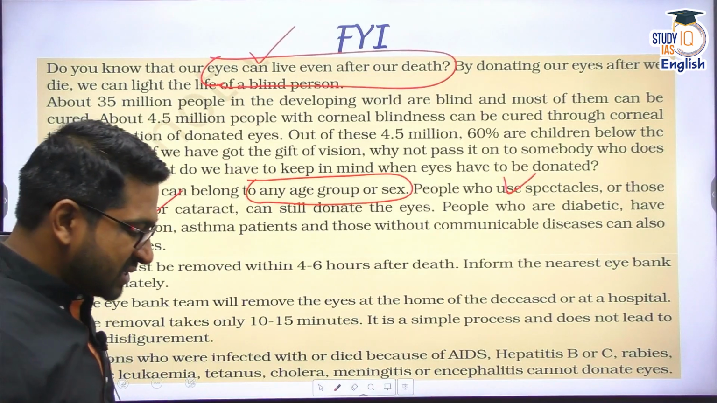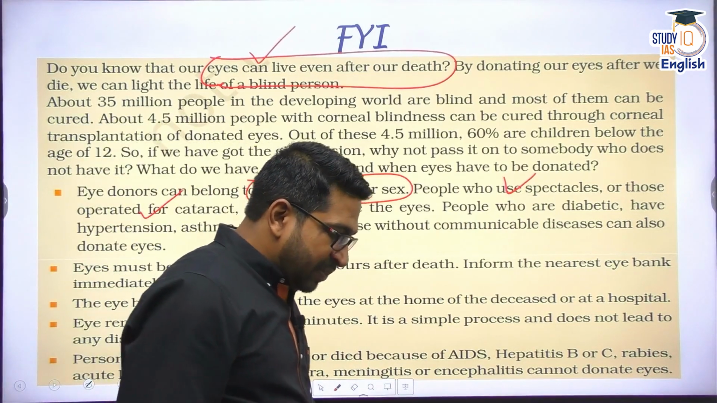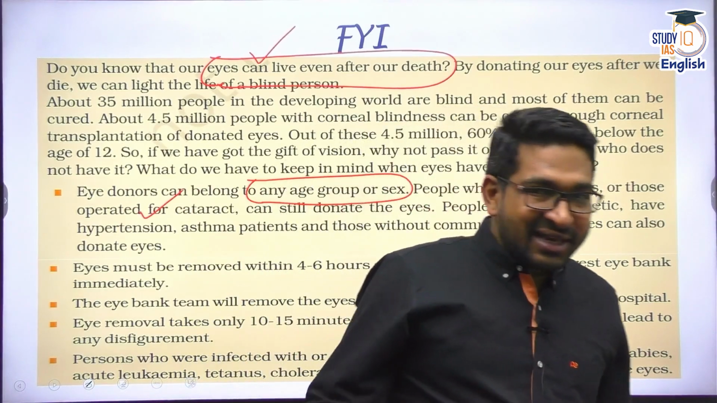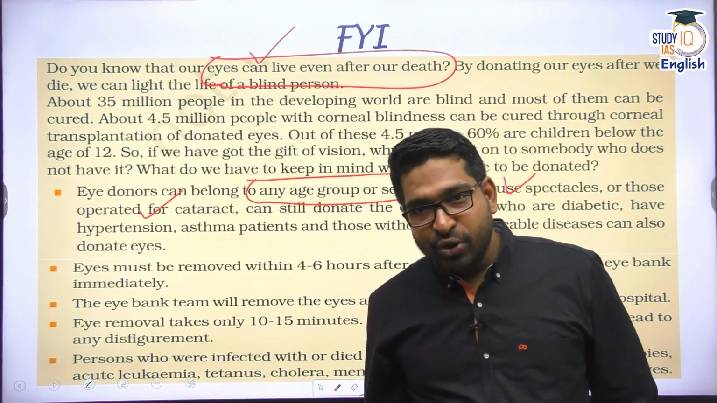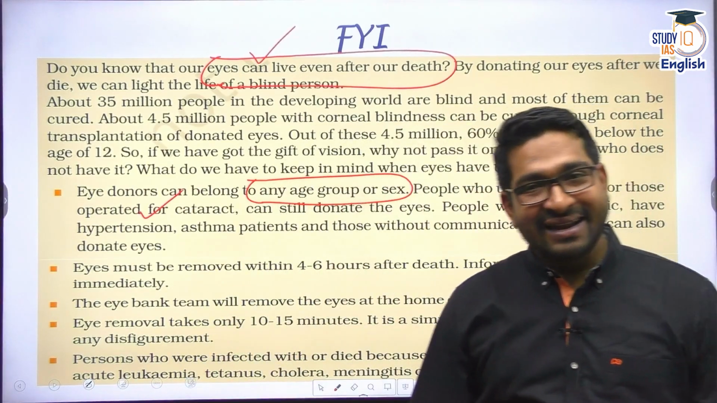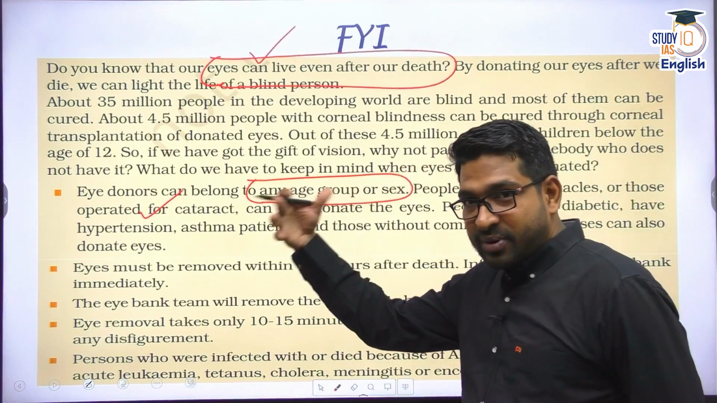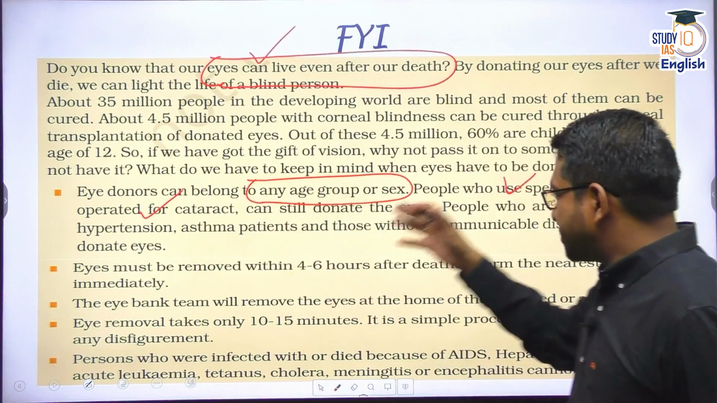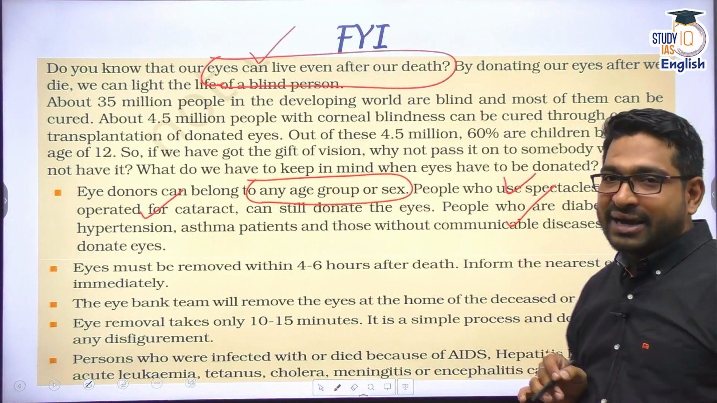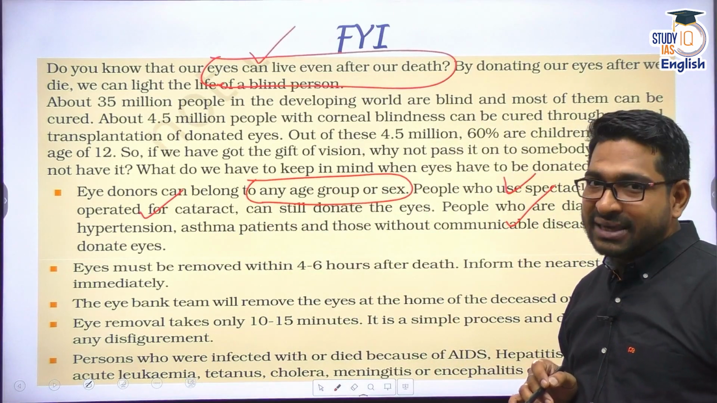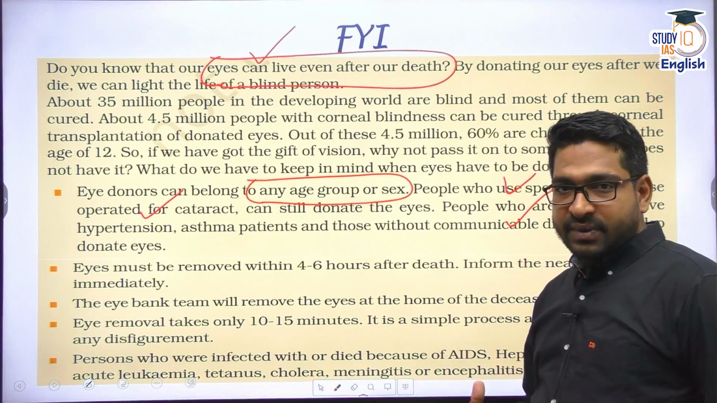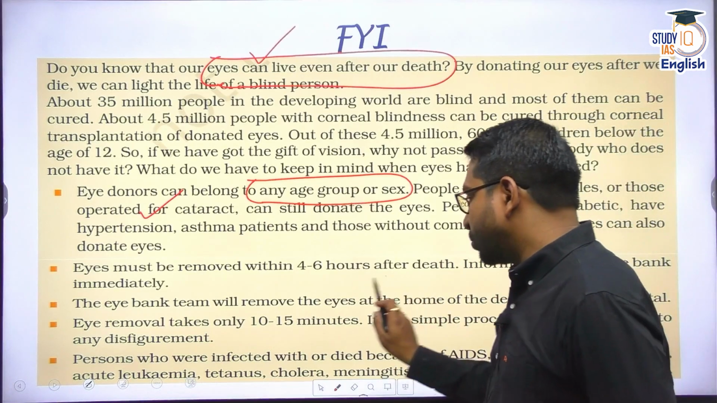MCQs can be formed on this simple question. People who have eye power, they cannot donate eyes? Nothing like that. People who have cataract, they cannot donate? They can also donate. Anybody can donate. People with some sort of disease like hypertension, asthma, etc., can also donate eyes. The only thing is that whenever there is death, the eye has to be removed within 4 to 6 hours.